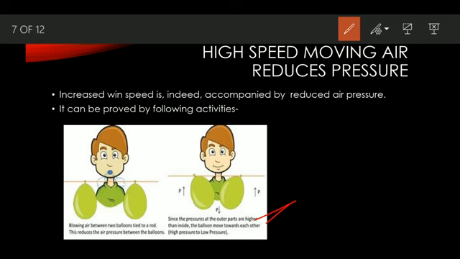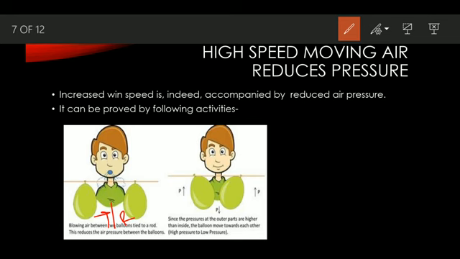Just take two balloons, flattened balloons, and hold these two balloons like the diagram given, with the help of a rod. Just blow air between these two balloons, balloon 1 and balloon 2. You will see that these two balloons come near to each other. If you blow air between them, the balloons will come towards each other. What is the reason behind that?